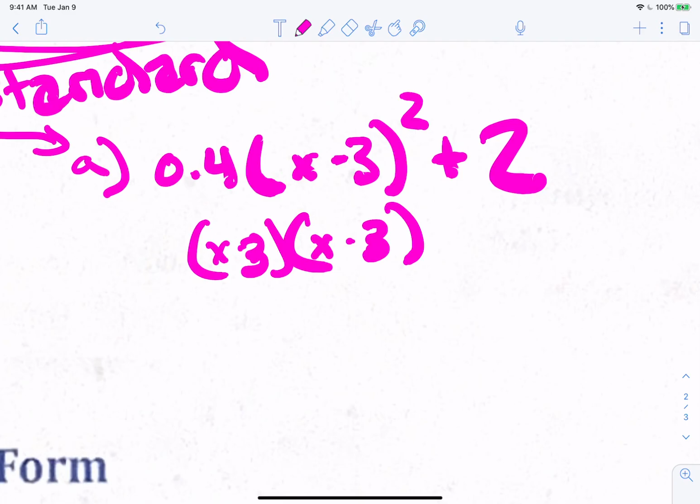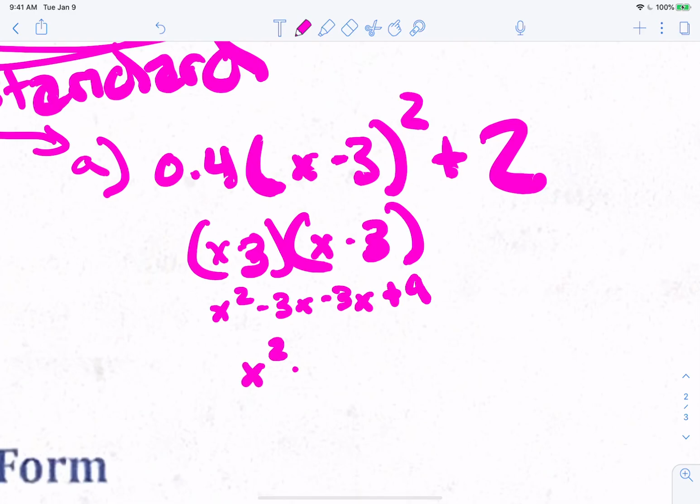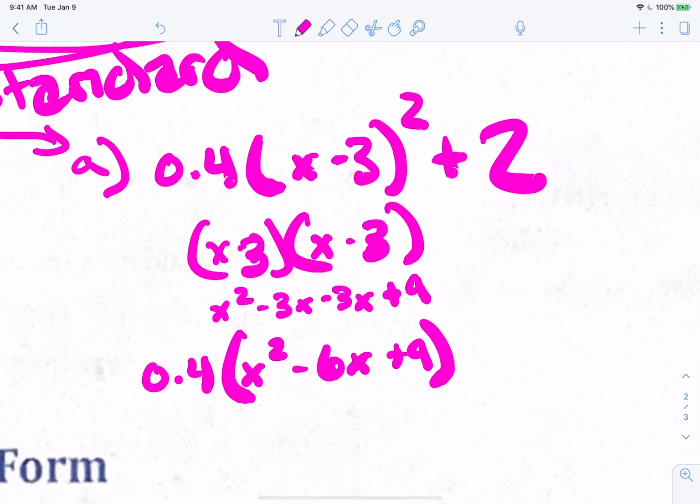So x minus 3 times x minus 3 when we FOIL: x squared minus 3x minus another 3x, which if you can do that in your head, go ahead. It's minus 6x plus 9. Okay? So x squared minus 6x plus 9 is what that comes out to be. Okay? And then I'm going to write the stuff around it. So now I have 0.4 on the outside of that, and then a plus 2. Now what do I do? Now I have to distribute the 0.4.